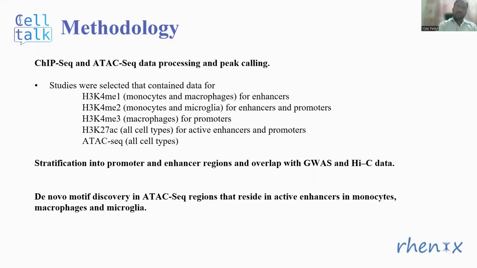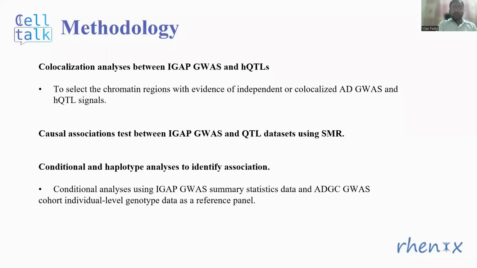That analysis was done in this particular step. Then next, they do the co-localization analysis between IGAP GWAS and HQTLs. These are two datasets available: a genome-wide association study by IGAP, and HQTL, that is histone QTLs. This gives the expression levels of those particular regions with respect to the histones that have been studied in this particular study. So to select the chromatin regions with evidence of independent or co-localized AD GWAS and HQTL signals.